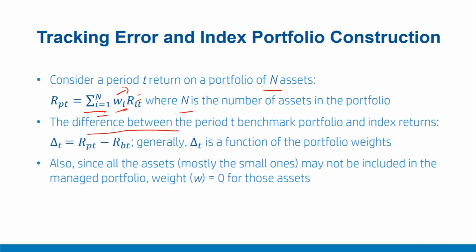The difference between the period T benchmark portfolio return R_BT and the index return R_PT is delta T. This is the deviation or error between actual portfolio performance and benchmark performance. This delta is a function of portfolio weights also. Since in these kinds of strategies not all the assets are taken, only a sample of original assets are taken, especially the small ones, not all the small ones are taken, and some of the small ones may not be included. So for some of these securities the weight may be 0 as well.